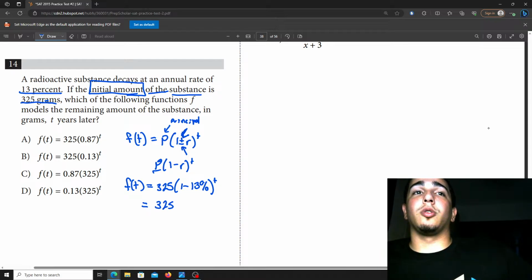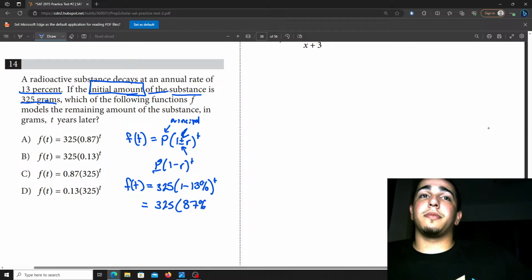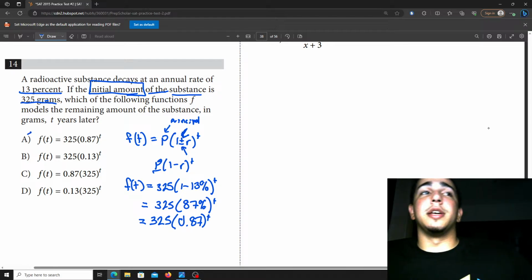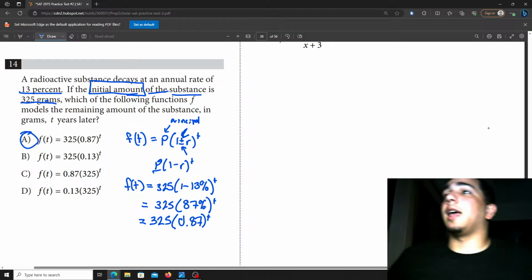Next, we're going to subtract 1 and 13%, which gives us 87% raised to the power of t. And this will give us 325 times 0.87 to the power of t, which is answer choice A.